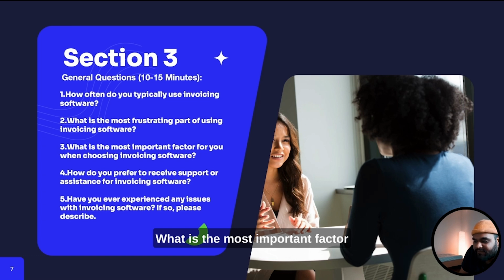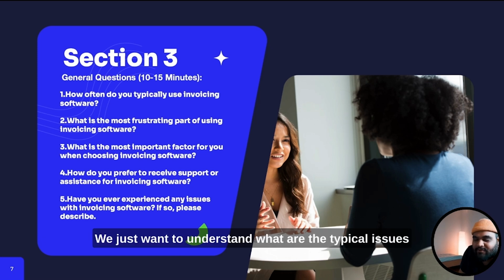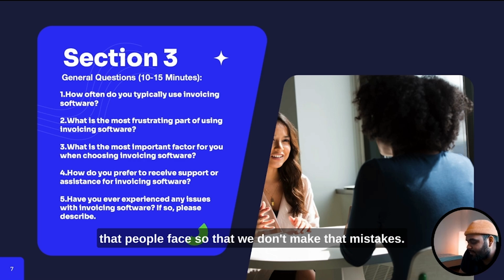What is the most important factor for you when choosing an invoicing software? A lot of people told us that it should be cost effective, one. Second, it should be easy to use. How do you prefer receiving support or assistance for your invoicing software? How would you want customer support to be there, in case something goes wrong, how would you want that to be fixed? Have you ever experienced an issue with invoicing software?